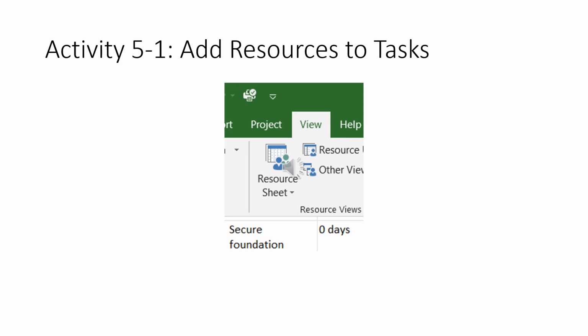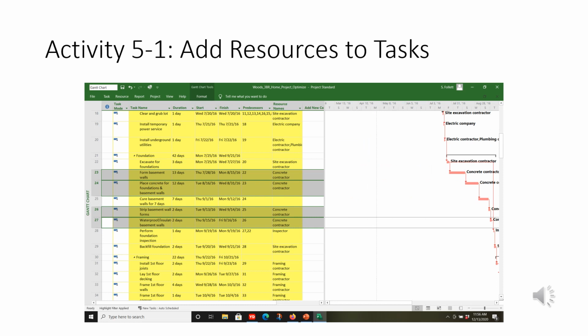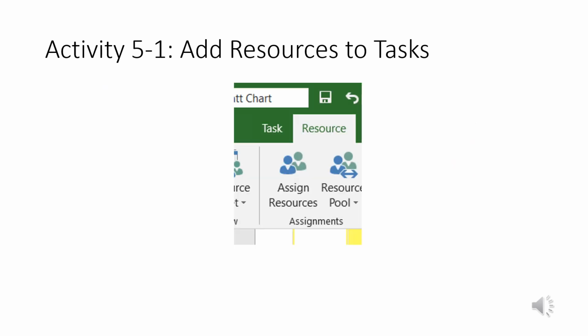Okay, let's add some resources to a task. In this case, it's the concrete contractor. So we're just going to go back to the resource sheet up here. And on the max units, I'm going to add 200%. So I'm going to basically double the units. Now I'm going to highlight these 4 tasks, 23, 24, 26, and 27. I'm going to go up here to Assign Resources.